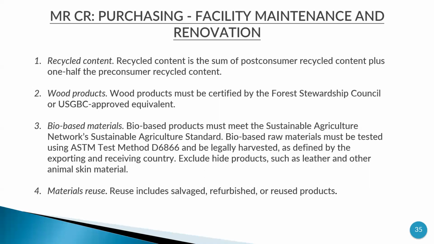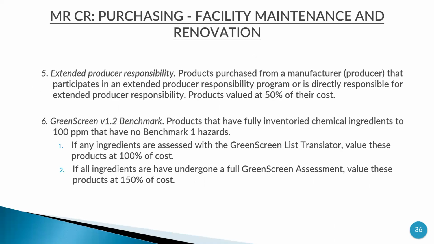Wood products must be certified by the FSC or a USGBC approved equivalent. Bio-based materials, again, bio-based products must meet the Sustainable Agriculture Network Sustainable Agriculture Standard, where bio-based raw materials must be tested with ASTM test method D6866 defined by the exporting and receiving country, where material reuse includes salvaged, refurbished or reused products. Extended producer responsibility, products purchased from a manufacturer that participates in an extended producer responsibility program and is directly responsible for it, where products are valued at 50% of their cost.